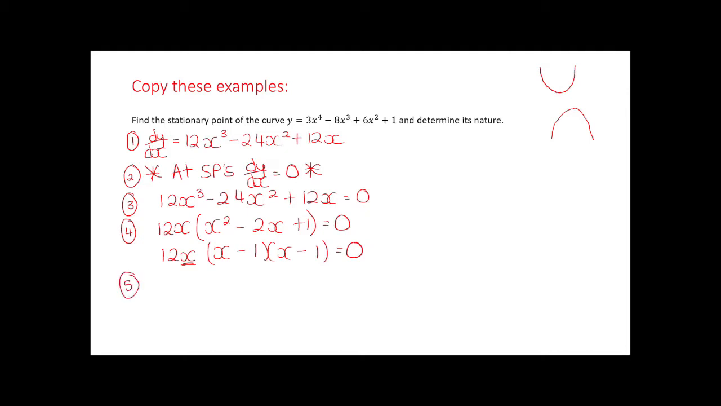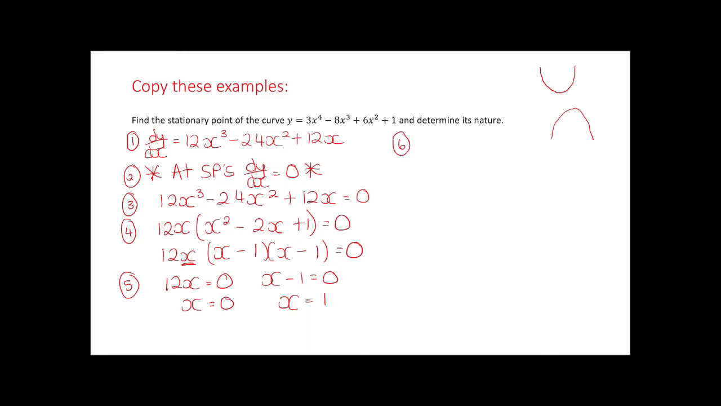So step 5, we then have to solve that. So either 12x equals 0 or x minus 1 equals 0. In this case, x would be equal to 0, and in this case, x would be equal to 1. So that curve has got stationary points when x is equal to 0 and when x is equal to 1.